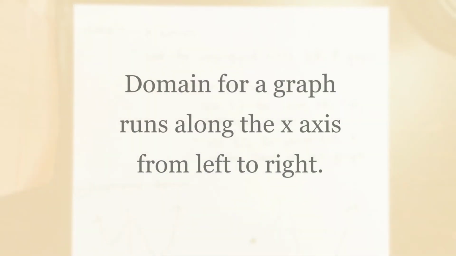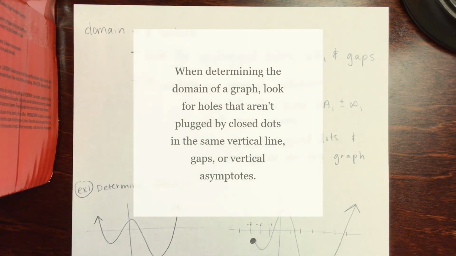Domain for a graph runs along the x-axis from left to right. When determining the domain of a graph, look for holes that aren't plugged by closed dots that are on the same vertical line, gaps, or vertical asymptotes.